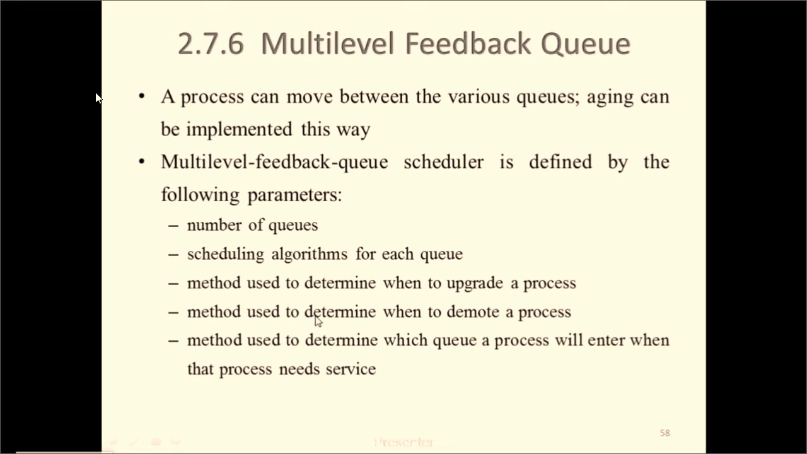Also it needs to have a method to determine when to demote a process. This is the opposite of upgrading. So a process may be brought from a higher to a lower priority queue. And a method used to determine which queue a process will enter when that process needs service. So which process goes in which queue, there also should be a method to determine this.